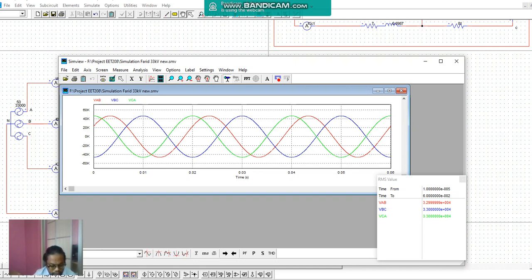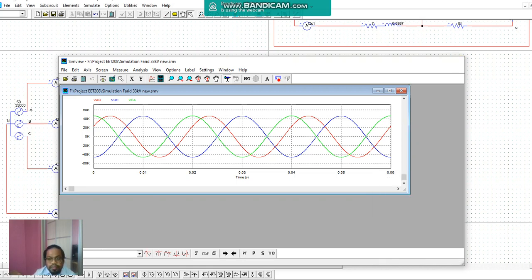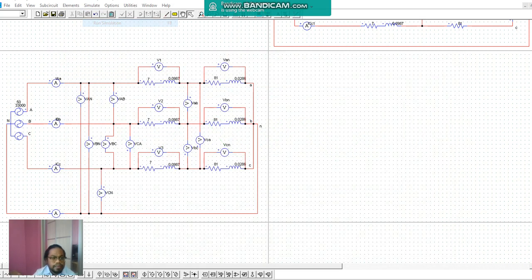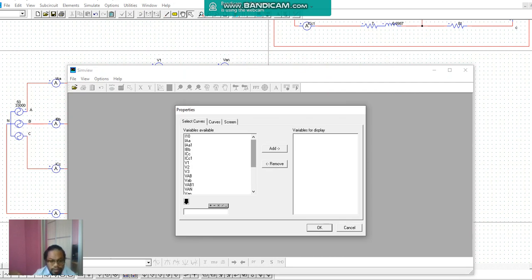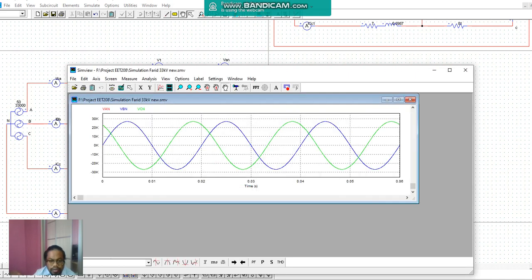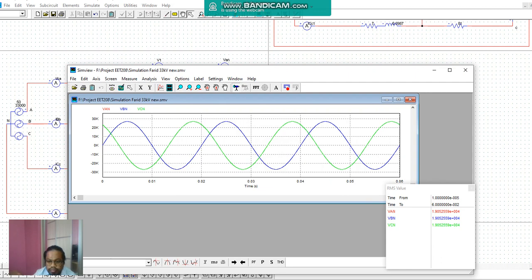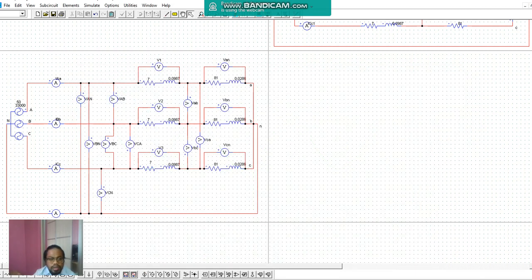Okay, so for phase voltage, you must select VAN, VBN, and then VCN, and then you get the phase voltage.